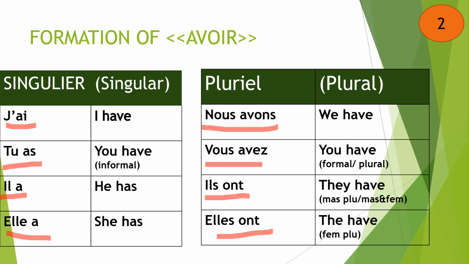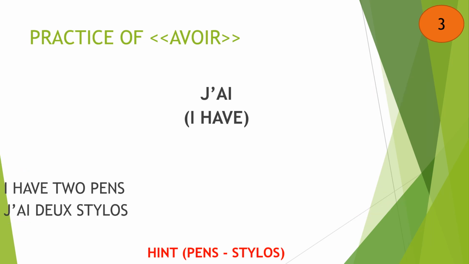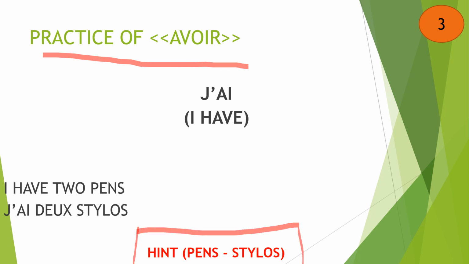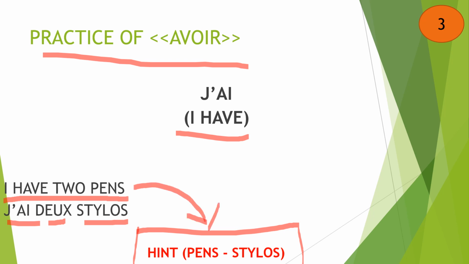Now let's learn how to form sentences using avoir, and we will also learn what these things indicate. So now's the time to practice avoir. To help you better understand, I've added hints at the bottom of each slide, and this will help you frame sentences better. If you want to say, I have 2 pens, you will say, j'ai, which means I have, deux, which means 2, stylos, which means pens. J'ai 2 stylos.